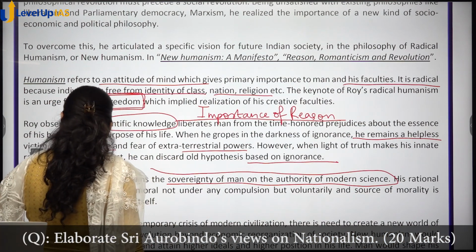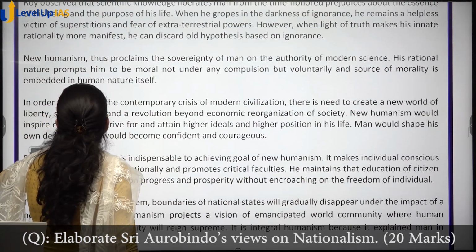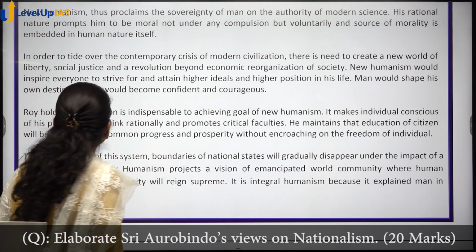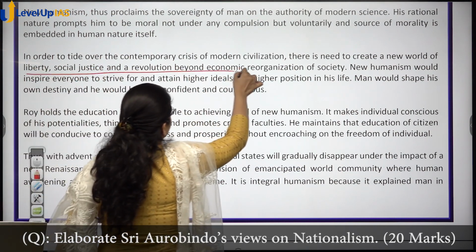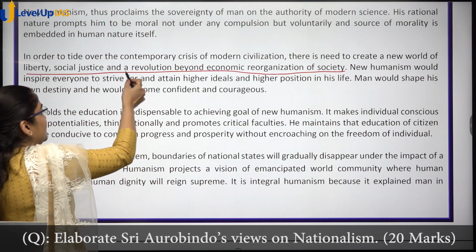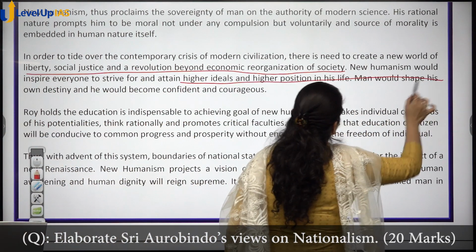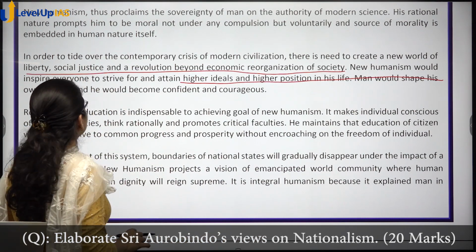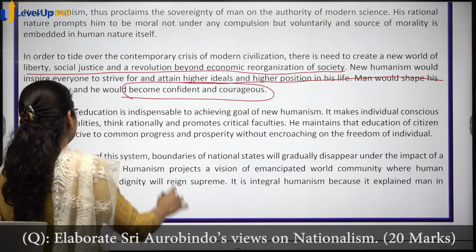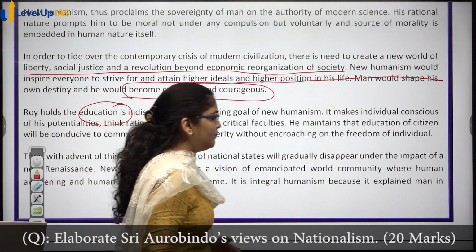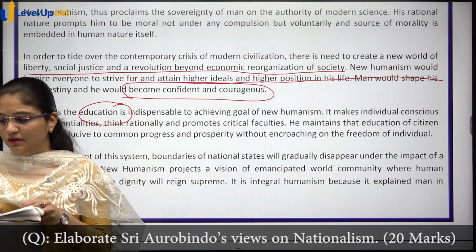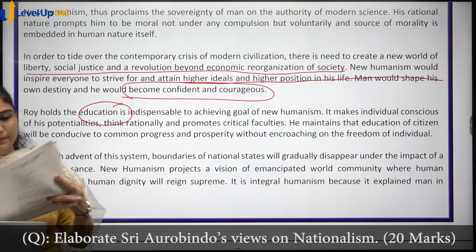In order to tide over the contemporary crisis of modern civilization, there is a need to create a new world of liberty, social justice and revolution beyond economic reorganization. This new humanism inspires everyone to strive for and attain higher ideals and higher positions in life. Man would shape his own destiny and become more confident and courageous. So education is very important in this particular aim that he is seeking. He wants to seek an emancipated moral world and community. So we'll do a value addition here.